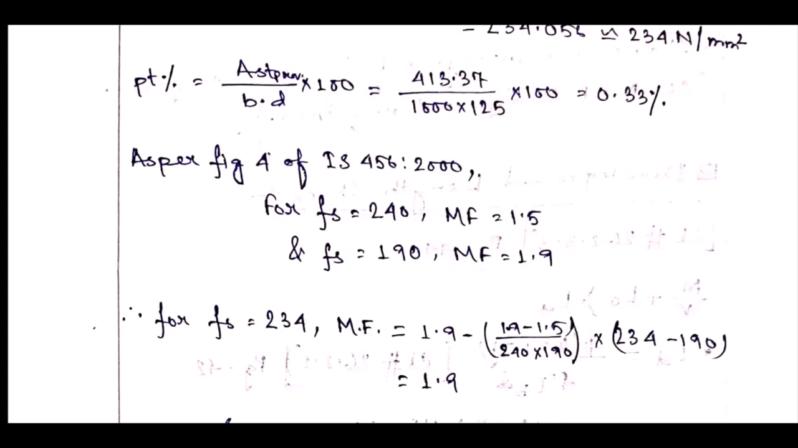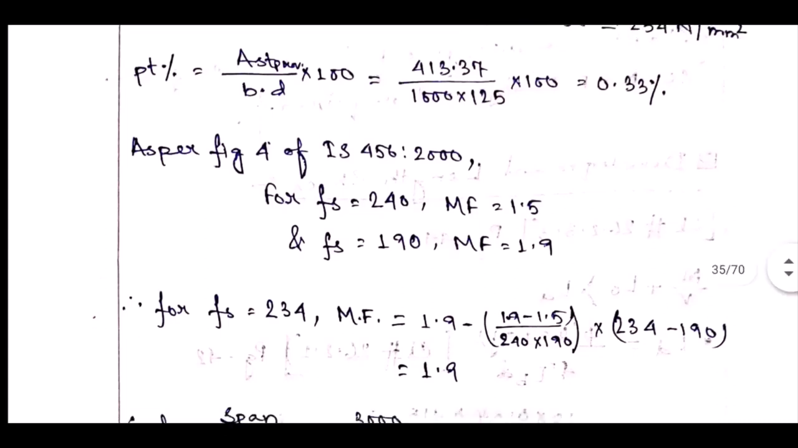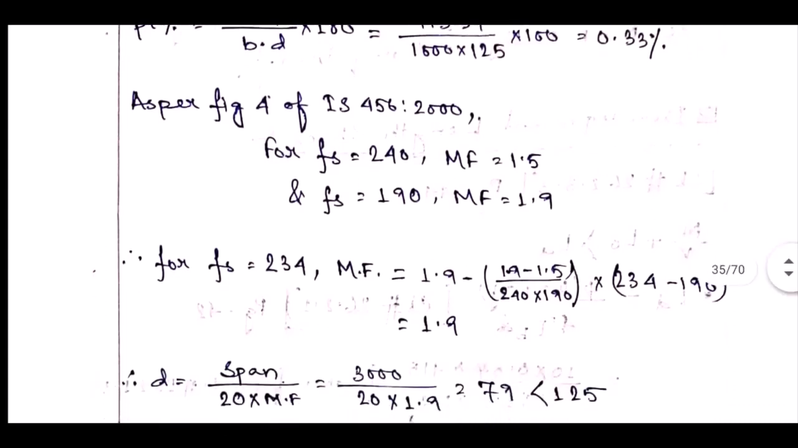Therefore for Fs 234 the modification factor is equal to 1.9 minus, within bracket, (1.9 minus 1.5) by (240 minus 190), into (234 minus 190), that is equal to 1.9. So the modification factor is 1.9.